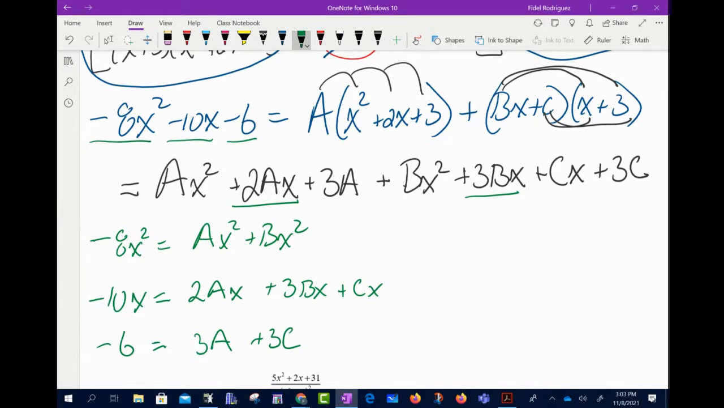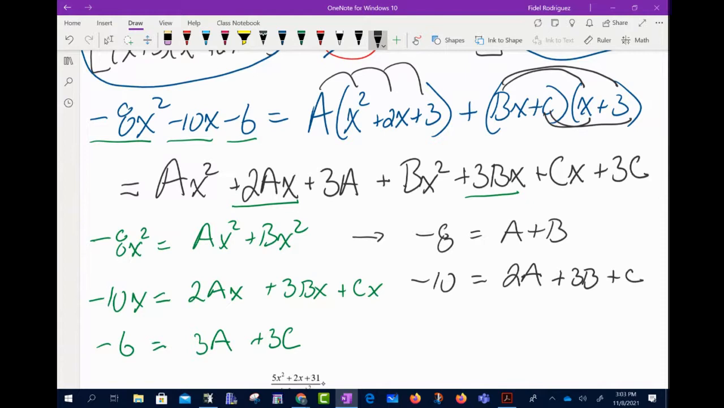All right, so let's see what we can do here, y'all. Okay, I'm going to start writing out my equations now. If I look at this part here, this means that negative 8 is equal to a plus b. This says negative 10 equals 2a plus 3b plus c.